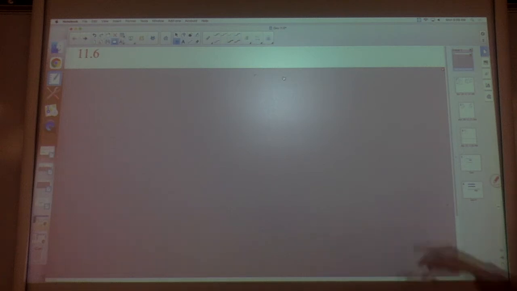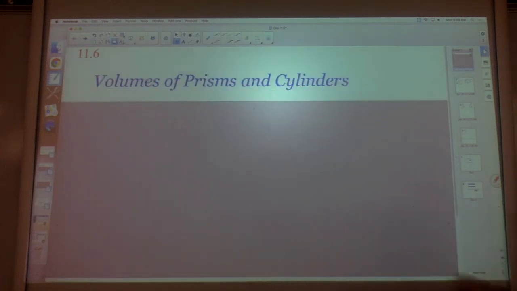Chapter 11, Section 6, volumes of prisms and cylinders. Volumes instead of surface area.